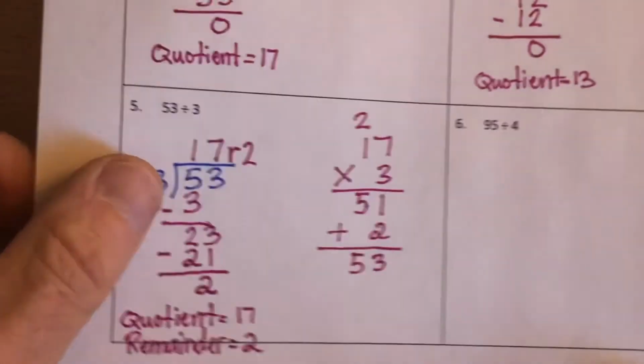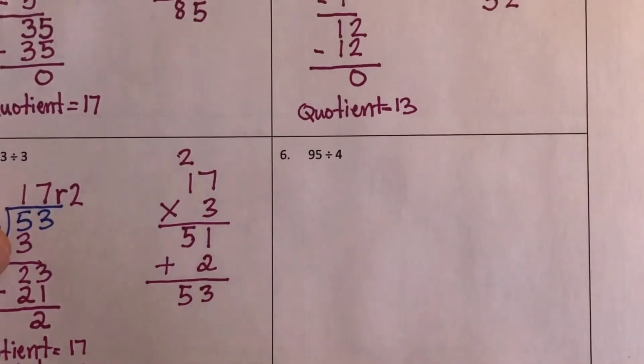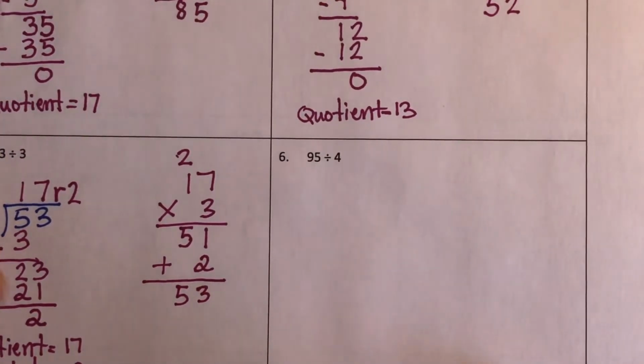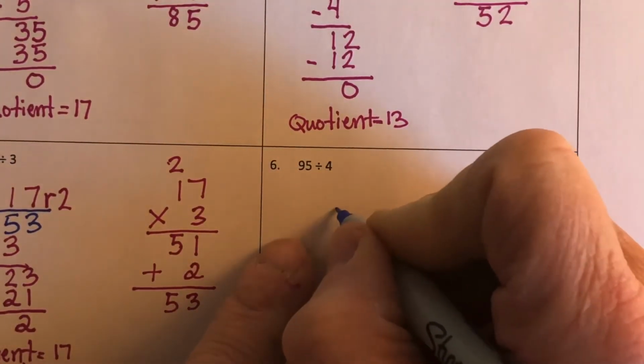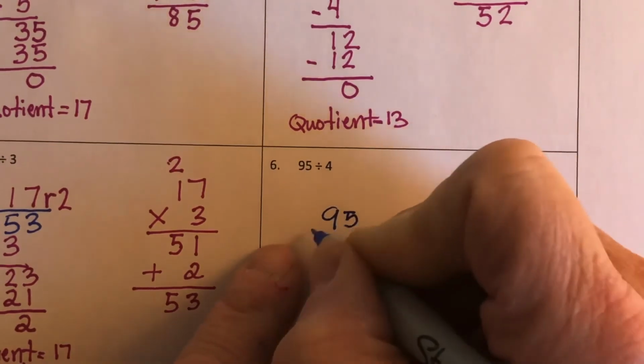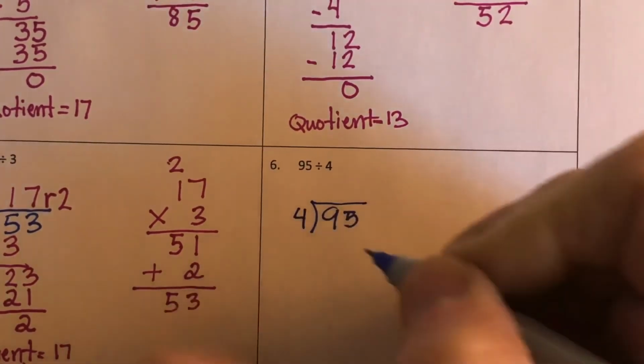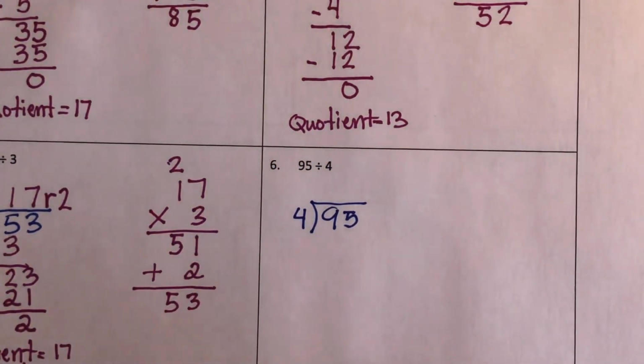And then finally, we do this last one together, and then we're gonna set you off on your own in the back. Teachers, you can choose to either do this with your kids or have them try it on their own. You make the assumption in your class. All right, 95 divided by 4. I have a feeling this one's gonna be a remainder.